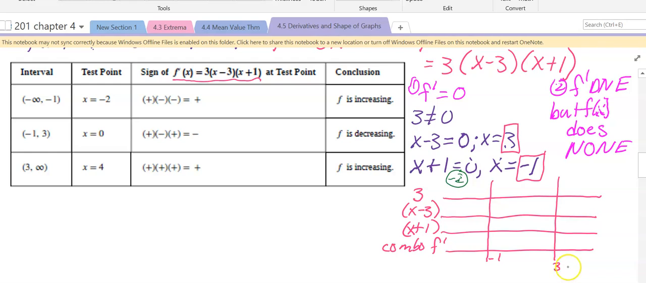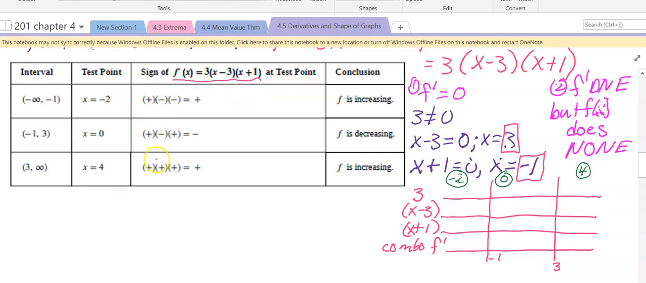Between negative 1 and 3, there are lots of values, but 0 or 1 would probably make the most sense. So I'm going to choose 0 for the center section and circle it. To the right of 3, there are again infinitely many numbers to choose, but 4 would be the smallest and easiest whole number to choose. I have 3 test points, and you'll notice that they correspond to what the table has as well.